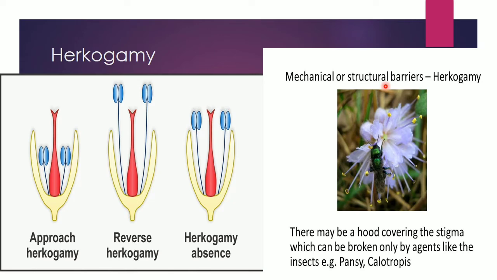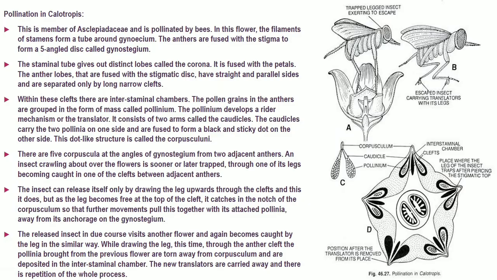In the next slide, it is explained in more detail. Let us see how the structural peculiarity promotes cross pollination. See here the structure, and the explanation is also given. This much detailed explanation is not required. Only if you want to understand, some terms are given in your book: pentangular stigma, then pollinia. These terms are given only to make you understand.